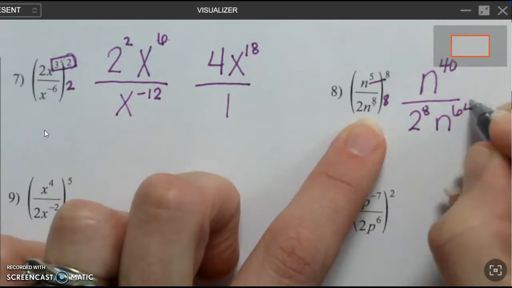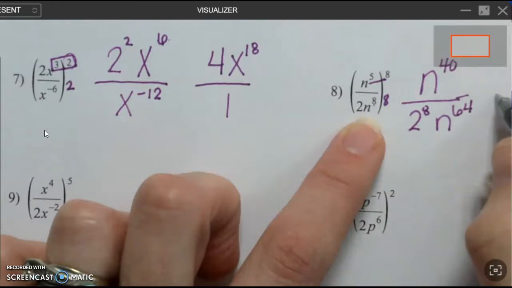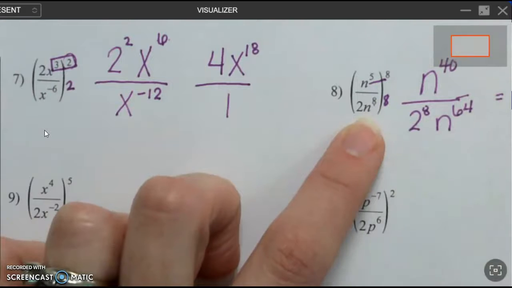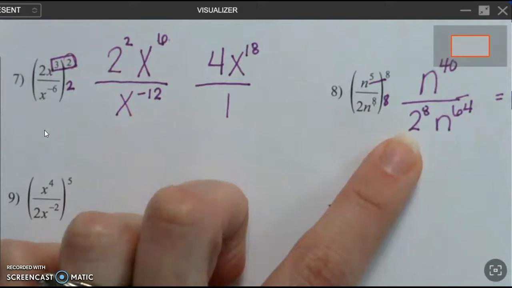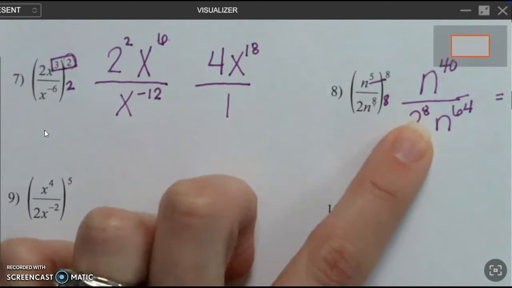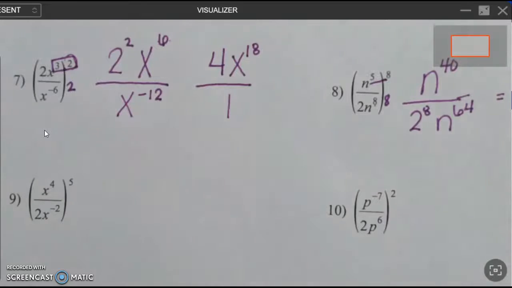Okay, now, before we start shouting out answers here, we're going to type that in. 2 to the 8th power. That is 256. Now, time out. Where is that 256? At the bottom. It is on the bottom, but it's positive.